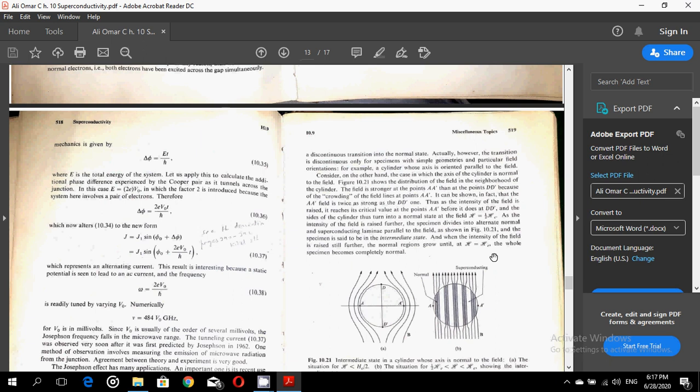V naught is usually of the order of several millivolts. The Josephson's frequency falls in the microwave range. The tunneling current 10.37 was observed very soon after it was first predicted by Josephson in 1962. One method of observation involves measuring the emission of microwave radiations from the junction. Agreement between theory and experiments is very good.